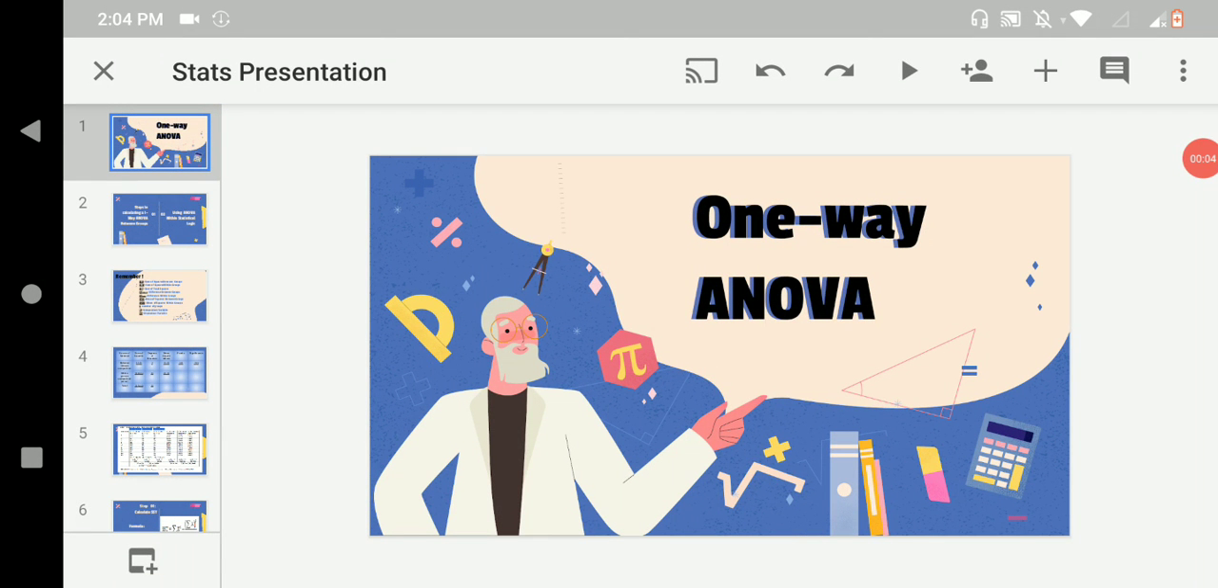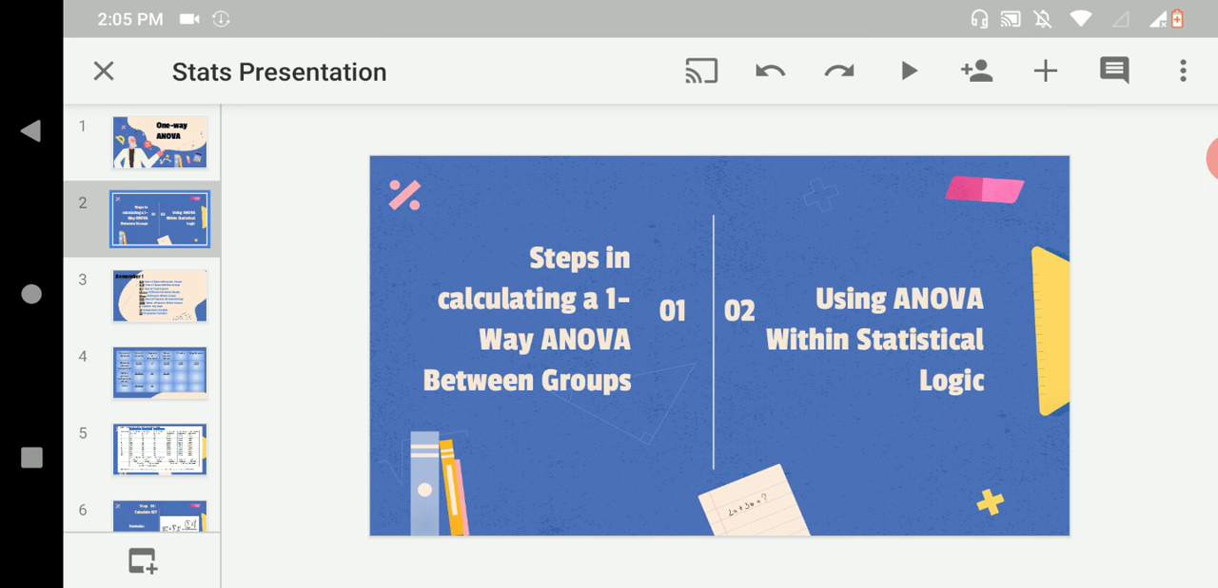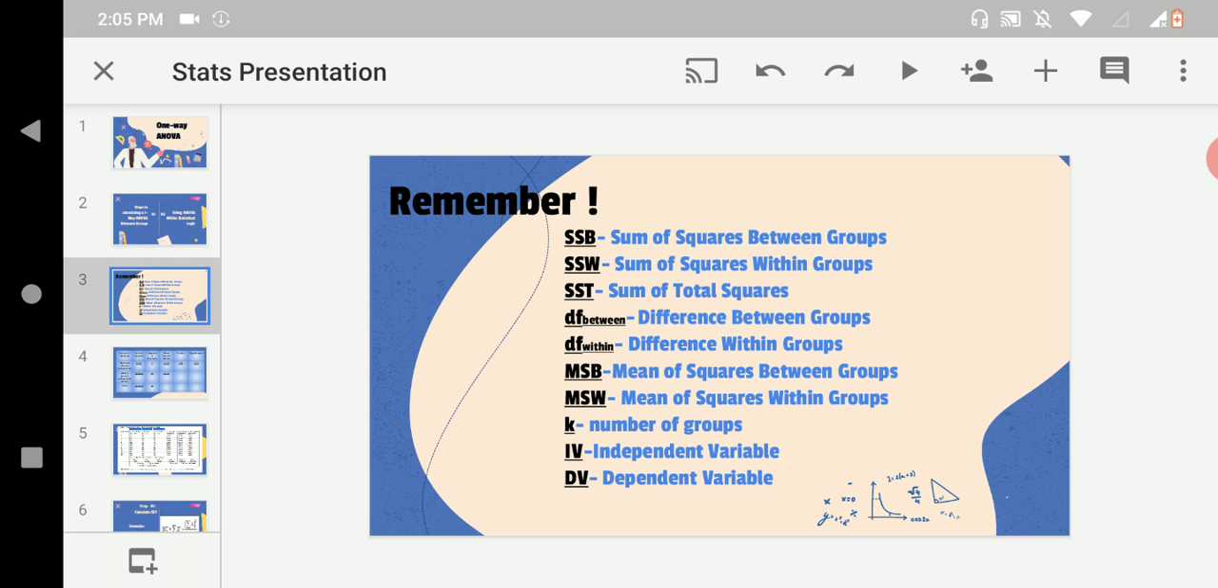So for this discussion, I will be discussing one-way ANOVA. My partner Carlo already discussed the ANOVA, the family of ANOVA. However, he only focused on one-way ANOVA. So in this discussion, we will be discussing the steps in calculating one-way ANOVA between groups and within groups, the statistical logic. So we have to remember these terms first.